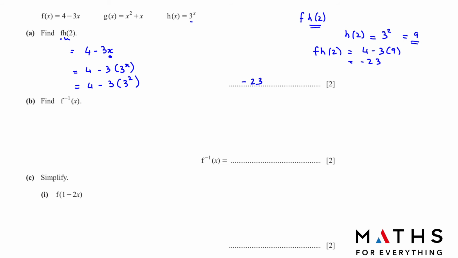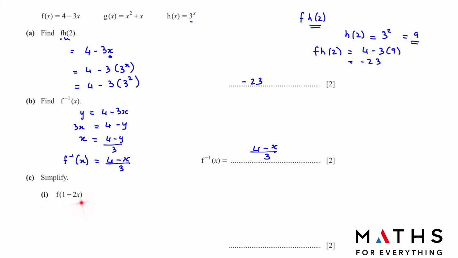Find f inverse of x. So f of x can be written as y is equal to 4 minus 3x. Shift the 3x to the left hand side, the sign will change, and y here. We have to make x the subject. 4 minus y divided by 3. Now that x is the subject, replace the x with f inverse and the y with x. This is our answer, 4 minus x over 3.